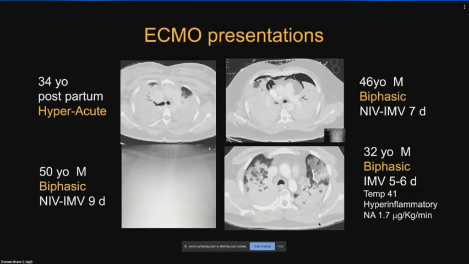And the bottom right is a more recent one, a patient we admitted to the unit about 2 days ago, a 32-year-old male with a very severe hyperinflammatory phenotype with hyperpyrexia, temperature of 41, large doses of noradrenaline, and ferritin greater than 10,000, hypertriglyceridemia, essentially the phenotype of a hyperinflammatory syndrome.